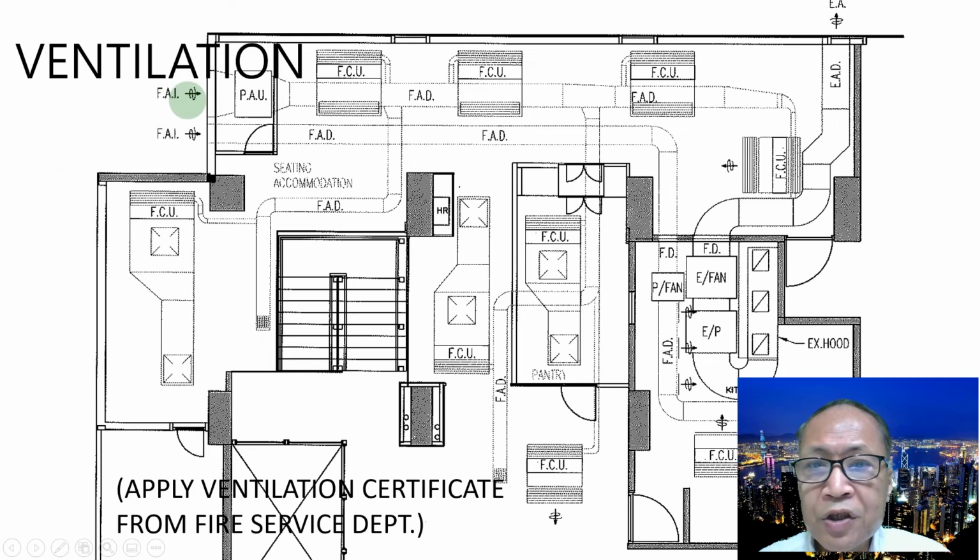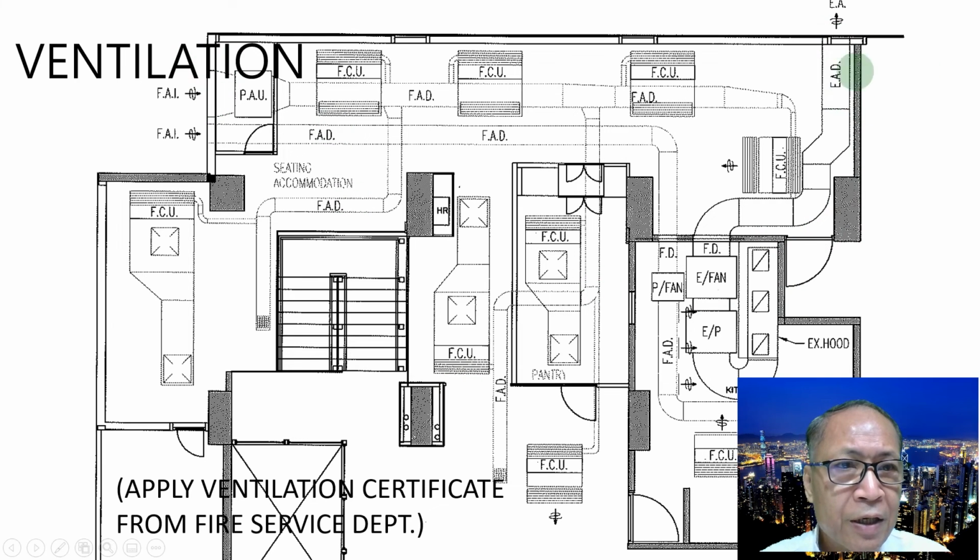And this is the fresh air inlet for the sitting accommodation. It is for the people. Primary air unit. This cools the air conditioner. So there's a fresh air duct into the fan coil unit. You supply the air conditioner. So this fresh air is for the supply of the air conditioning. Apply for the ventilation certificate from the fire service department. So you should submit this drawing to the fire service department. It's important. Endorsed by the engineer, so apply for the ventilation certificate.